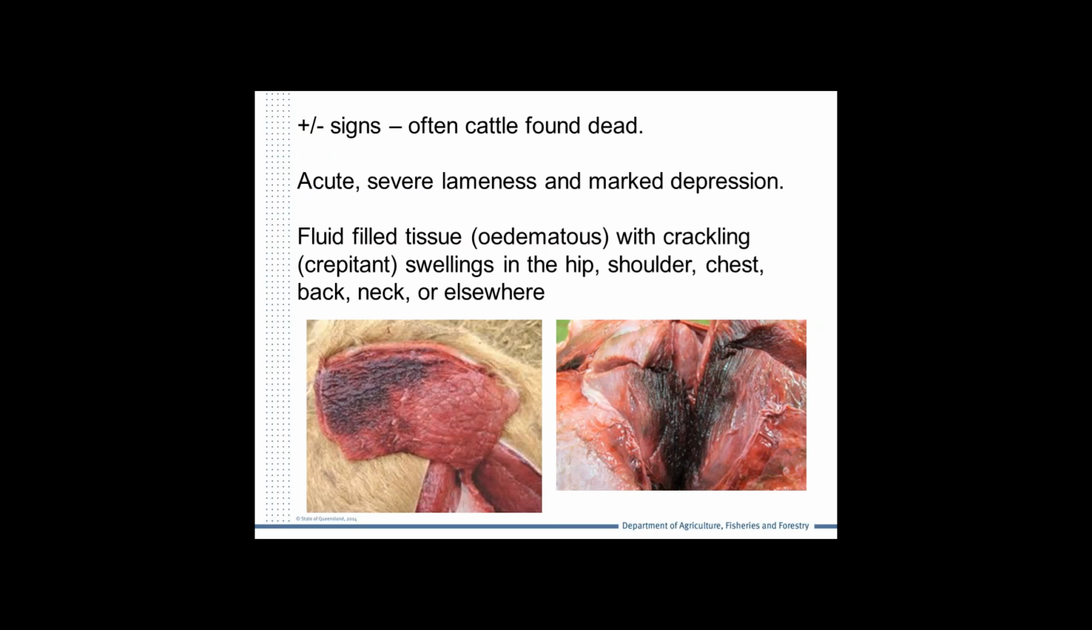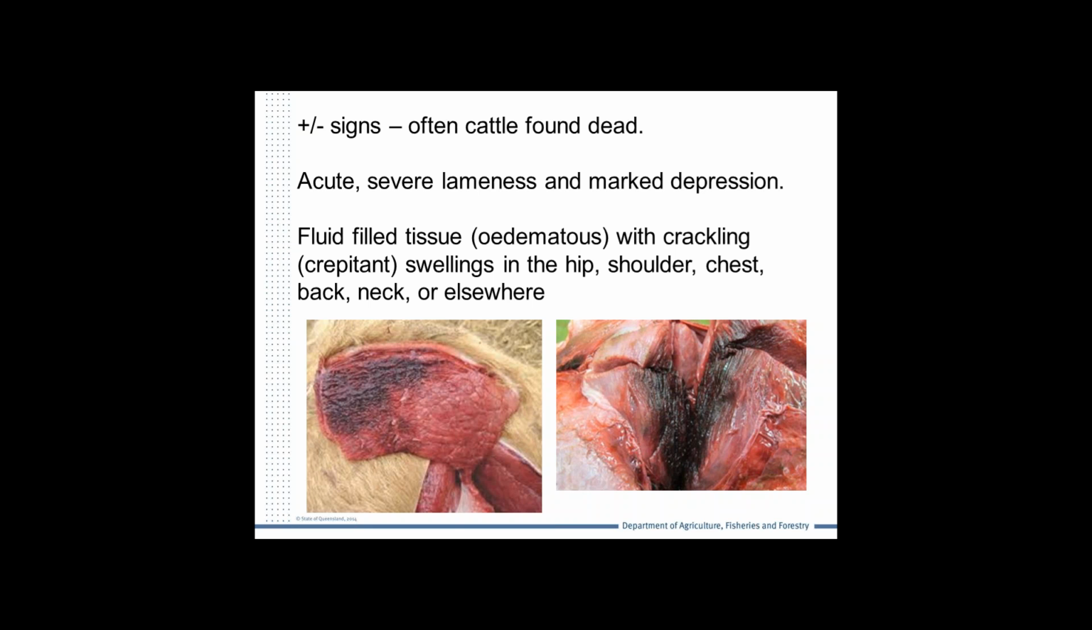Okay. In cattle, often the onset may be sudden, and you may not see any signs at all. You just may find them dead. However, if they are alive, some of the findings that you might come across are an acute severe lameness and marked depression of the animal. In the early stages, their temperature may be increased, and they may also have a characteristic fluid-filled tissue, what we call edema, and when you feel it, it feels crackly. These swellings will be hip, shoulder, chest, back, or anywhere there's muscles.